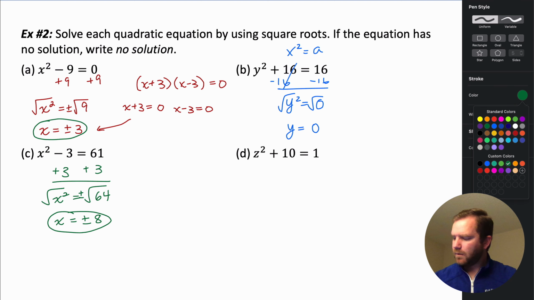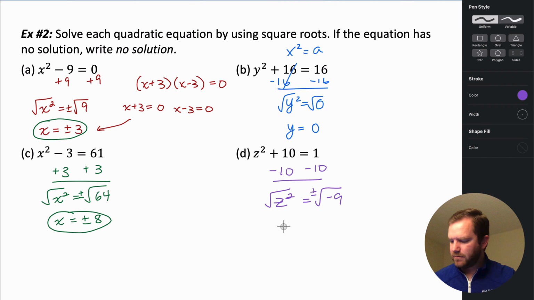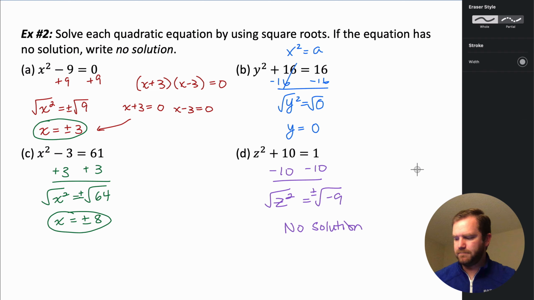So what happens when we have something like this? So we want to solve for z, so let's subtract 10. Subtract 10. We're going to get z squared equals negative 9. Take the square root, so we get that z equals what, plus or minus. Now remember, we're taking the square root of a negative. So if we're taking the square root of a negative, this actually means we have no solution. So what this really means, if we think about it in terms of a graph, it means our graph does something like this, where it never actually hits the x-axis. So this is no solution.